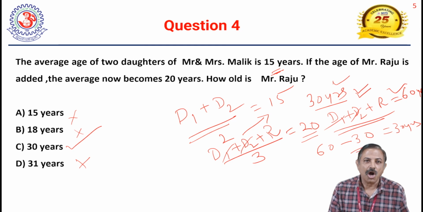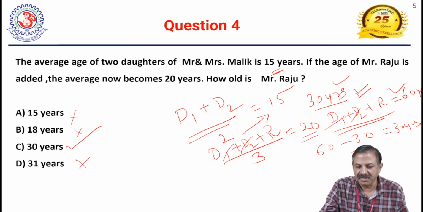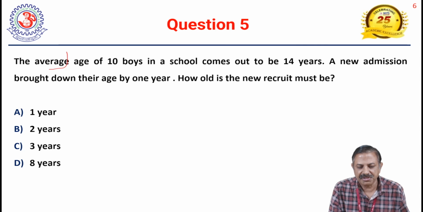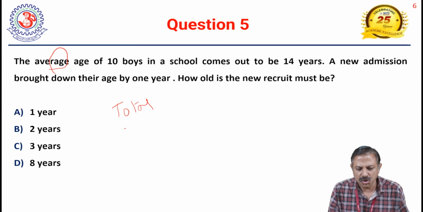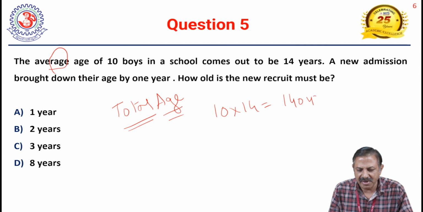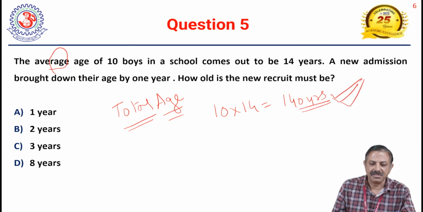Let us see how much time we are going to take for the next question. Question number 5. The average age of 10 boys in a school is 14 years. In all the average type of questions, generally what I do is, I take the total. What is the total age? What is the total weight? Here also, 10 boys are there in a school. Their average is 14, means 10 into 14 is equal to 140 years is my total. So take the total in any type of average questions. Let us see the next one.